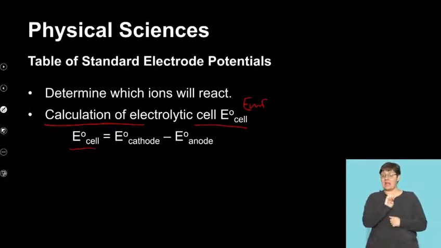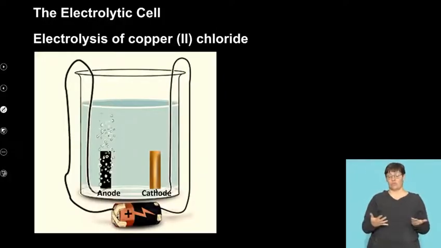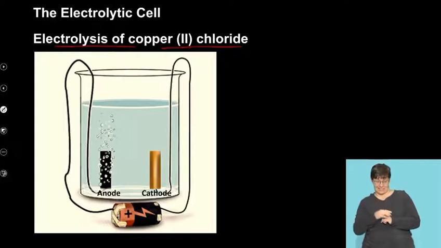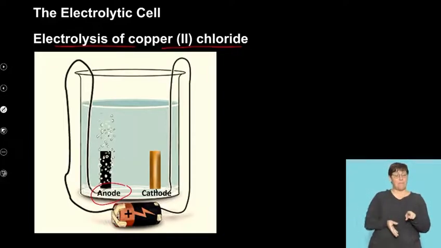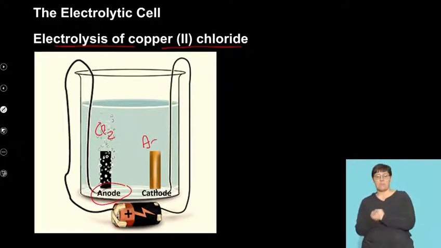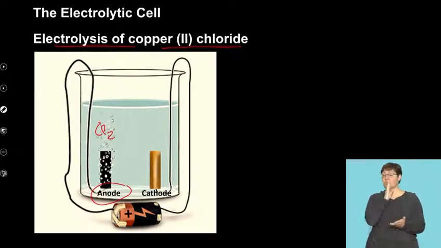The E naught of the cell is equal to the E naught of the cathode minus the E naught of the anode. So when we look at that, we are going to use the example of the electrolysis of copper chloride as our example. Remember that the anode was where we got the chlorine gas being produced, and the cathode was where we got the copper being formed. So we just want to make sure that we annotate that correctly, and we're going to say the copper was formed at the cathode.